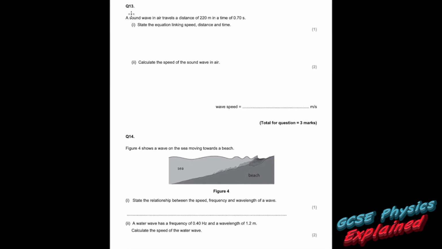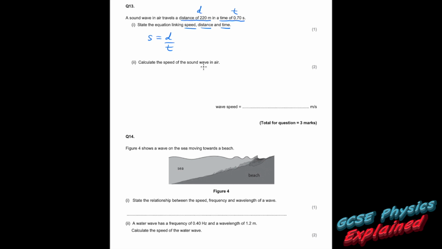Question 13. A sound wave in air travels a distance of 220 metres in a time of 0.7 seconds. So we've got distance and we've got time. State the equation linking speed, distance and time. Well, it's the same question again. Speed equals distance divided by time. That's why you've got to make sure you know your equations.